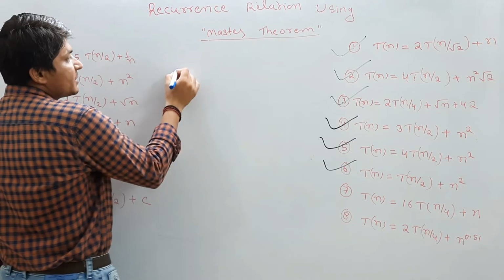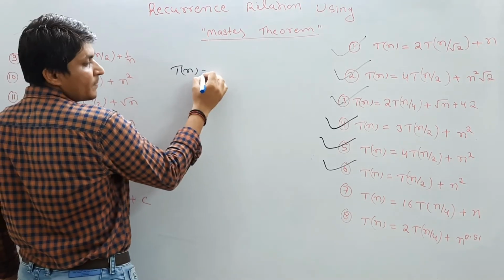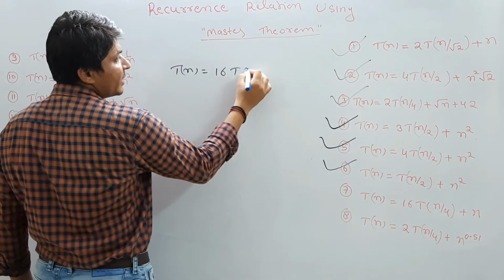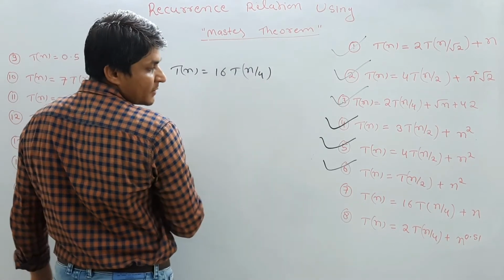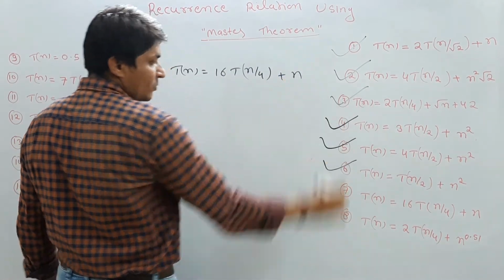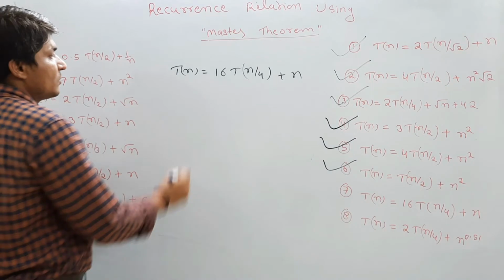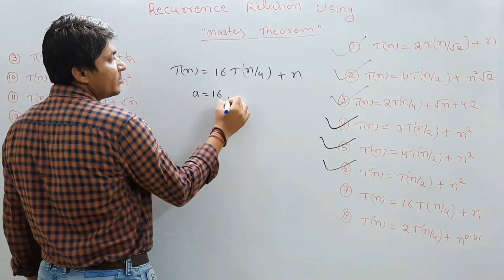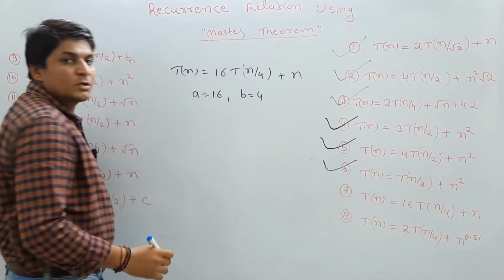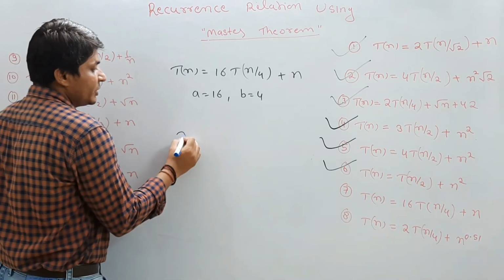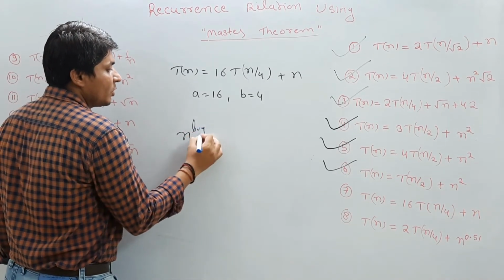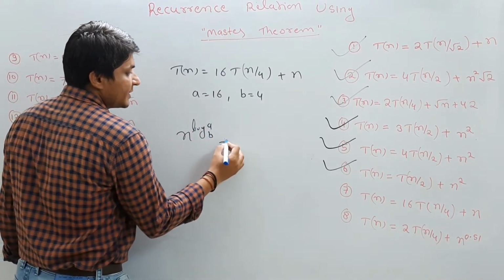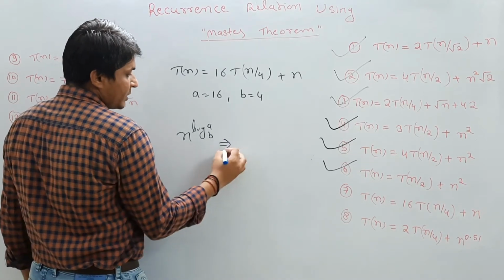So the next example is T(n) = 16 T(n/4) + n. Correct? Yes. Now, a value is what? 16. b value is what? 4. If you simplify this, we need to calculate only n raised to power log a base b. So let us substitute the value of a and b.